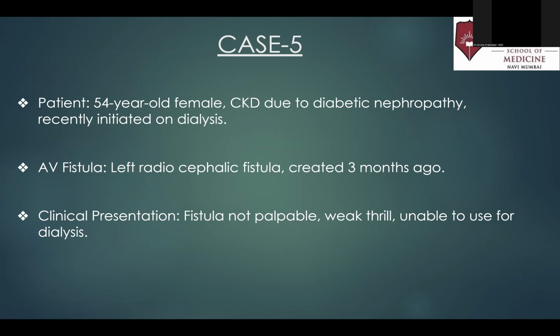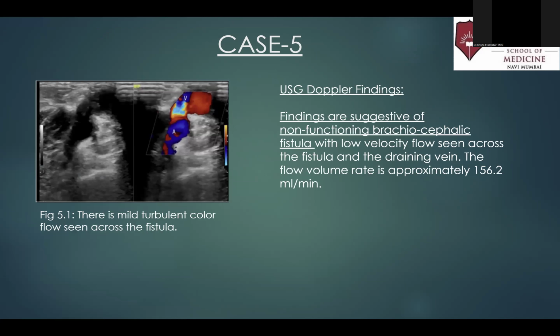Clinical presentation, the fistula was not palpable, weak thrill, unable to use for dialysis. So when a Doppler was done, we found that there was a non-functioning brachiocephalic fistula with low velocity flow seen across the fistula and the draining vein. The flow volume rate was approximately 156.2 ml per minute, while as I told earlier the normal flow rate should be around 500 to 1500 ml per minute.